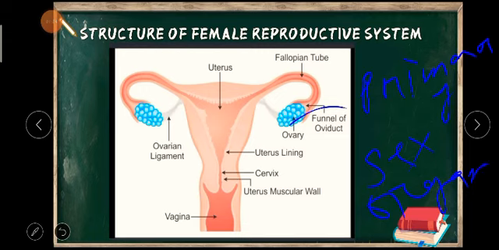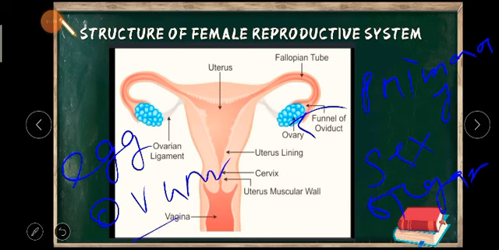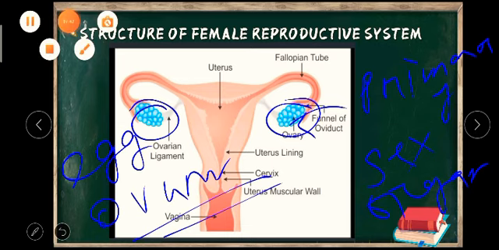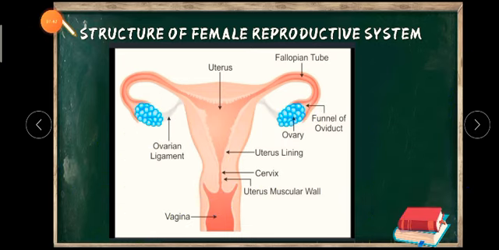This is the primary sex organ in human females, which releases the female gamete called egg or ovum, that we already know. The egg or ovum is released from these ovaries. Is it clear students? So these ovaries are the most important part present in the female reproductive system.